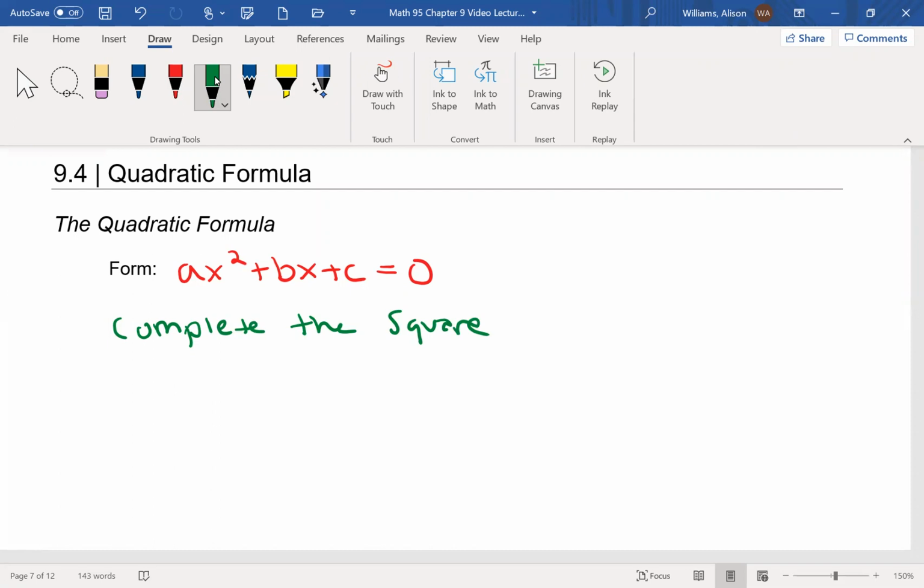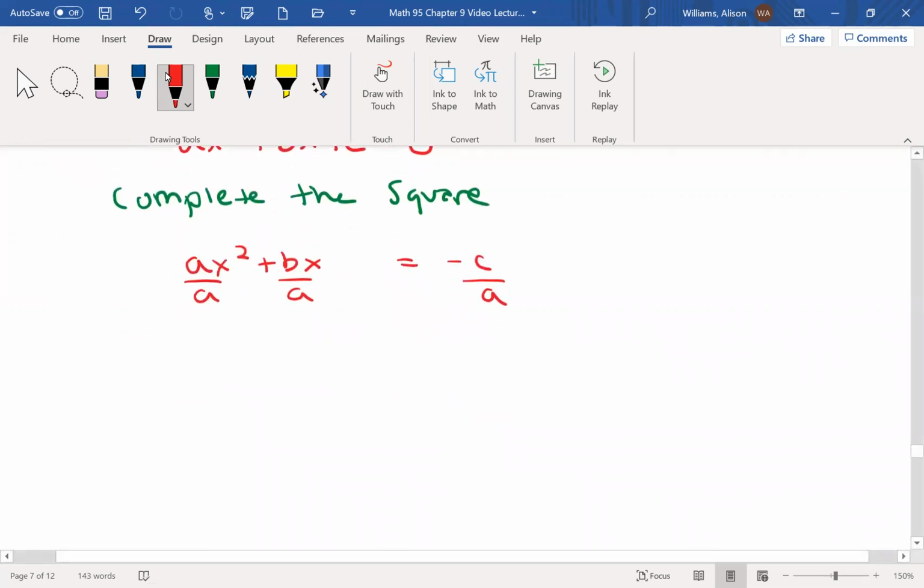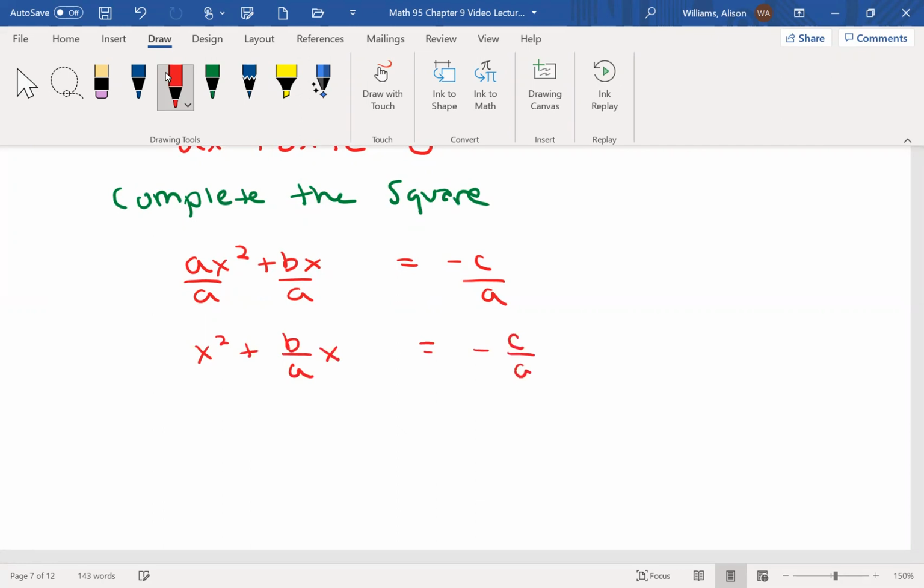So the steps for completing the square are, first thing we want to do is move the c term to the other side. And I like to put a little blank space there. Then we're going to divide everything by a if a isn't 1. Well, clearly a is not 1, it's a. So I'm going to divide everything by a. And what that's going to leave me with is x squared plus b over a x equals negative c over a.